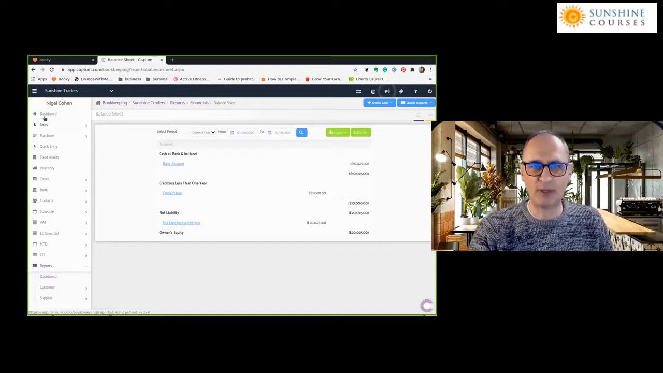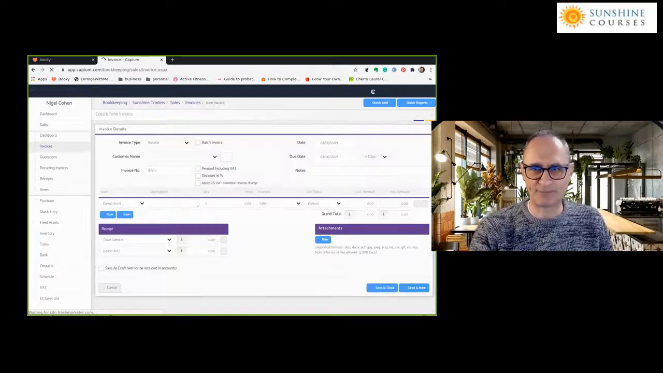But in Capium, there's various menu items on the left, and one of them is sales. You can click on the sales and get the various options. Or you can also do a quick add, where I could add an invoice if I want to, or add a receipt, or add a purchase. I find this much easier to add from the quick add. Once you get used to it, it doesn't really matter whether you click sales invoice or quick add invoice, it all takes you to the same place. So I've just clicked on the invoice.